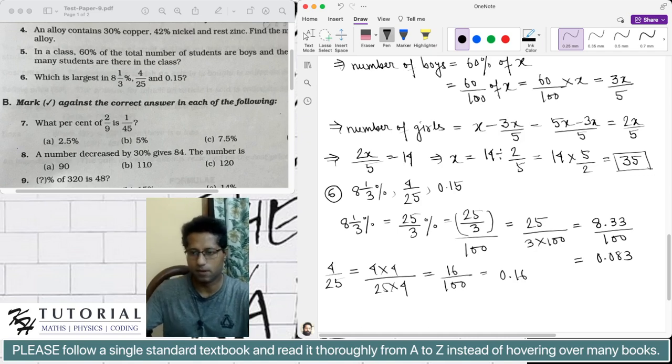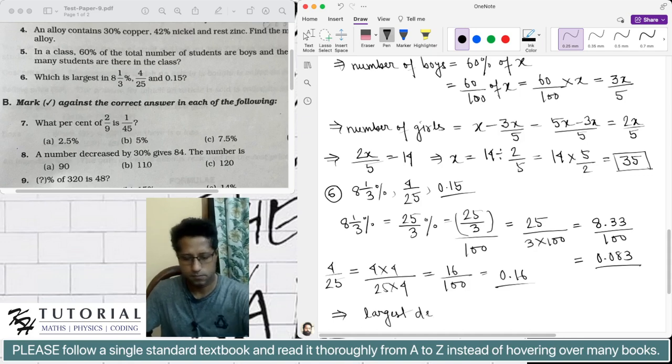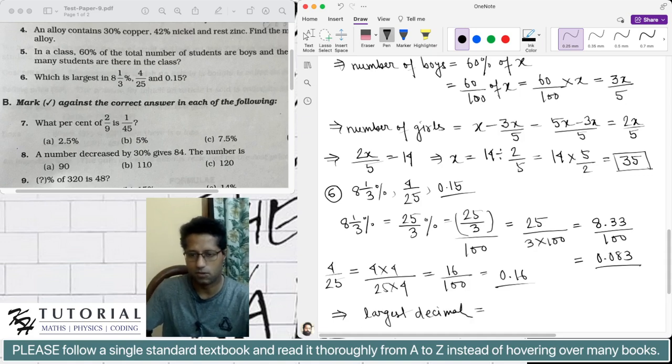So now I have to compare the three decimals, which are 0.083, 0.16 and 0.15. Clearly we see the largest decimal is equal to 0.16. Hence the fraction 4 by 25 is the largest one.